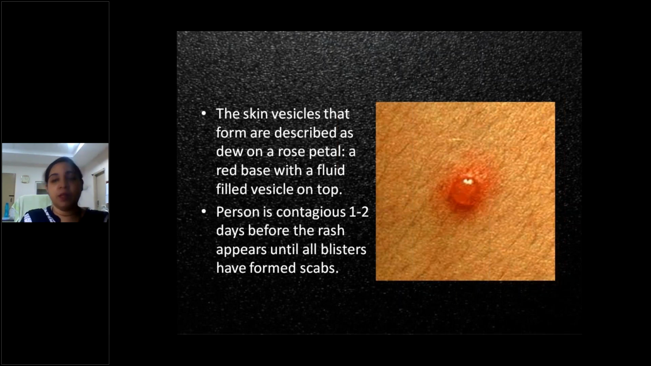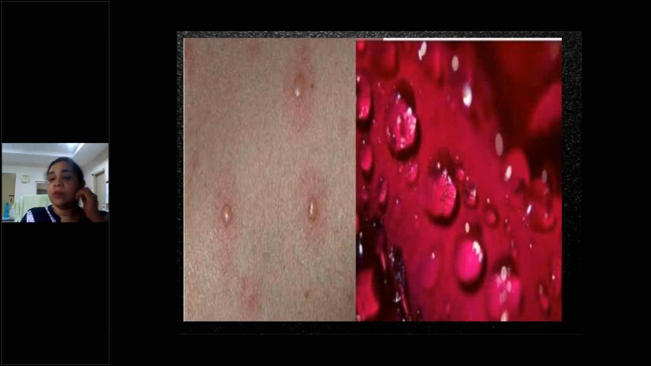Next, vesicle. The skin vesicles that form are described as a dewdrop on a rose petal: a red base with a fluid-filled vesicle on top. Can you see this vesicle? They are like dewdrops, water drops, right? So the base will be erythematous, reddish, and the vesicle is usually filled with pus. The person is contagious 1 to 2 days before the rash appears until all the blisters have formed scabs. This is the dewdrop on a rose petal, and that on the left side is the chickenpox vesicles.